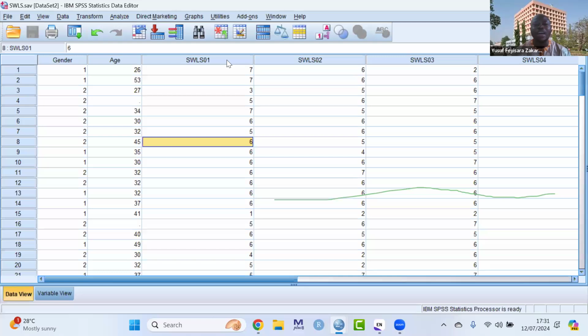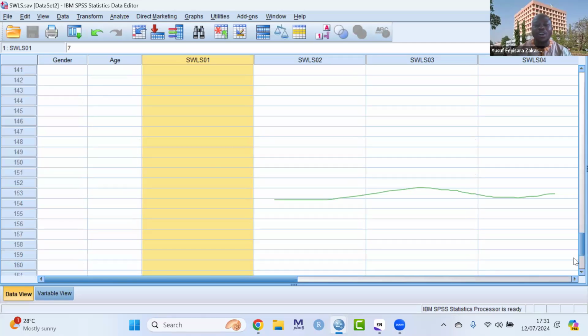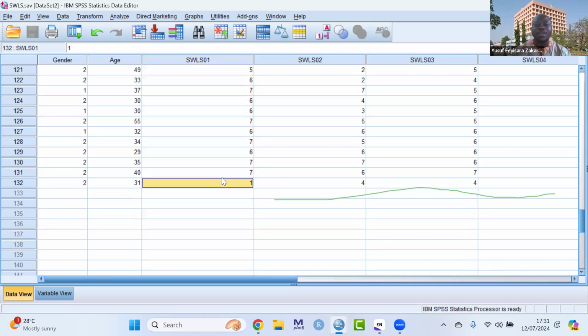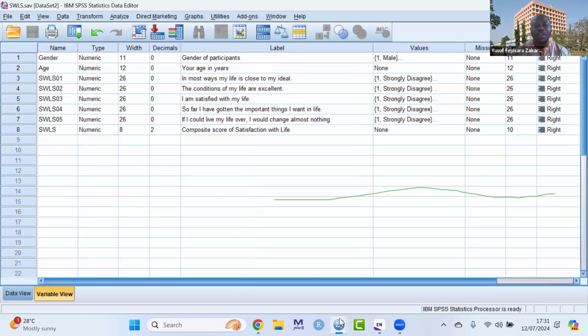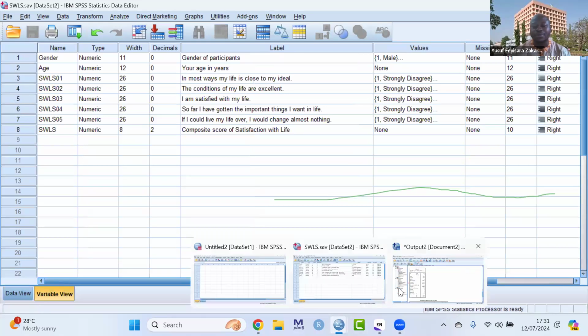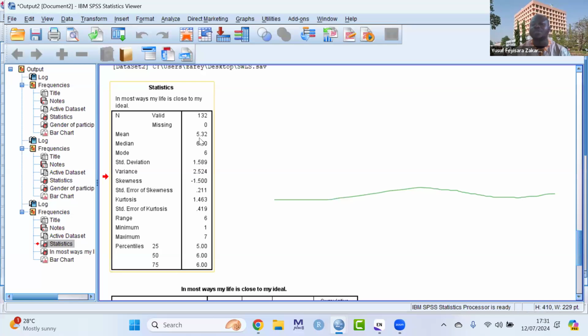This data set we are analyzing. If you want to calculate the mean of this, that means we add all these numbers together, up to the last one, and then you divide by 132. You sum everything, and then you divide by 132. Your answer is going to be this, our mean, which we just got now: 5.32. Just one click like this, and the answer is out.